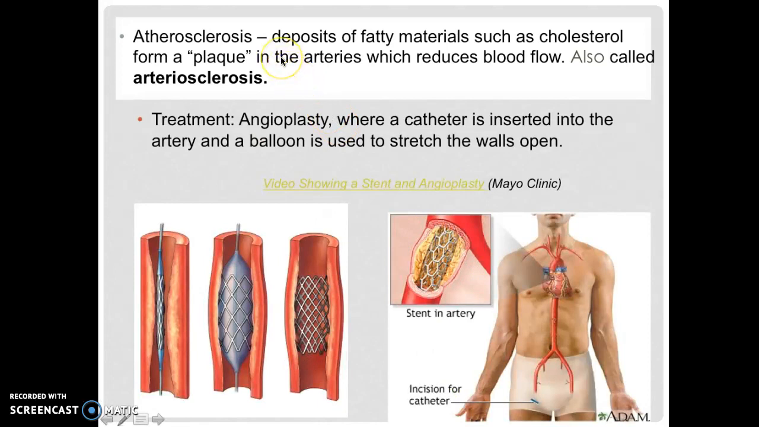So the actual disease itself is called atherosclerosis. Deposits of fatty material such as cholesterol form a plaque in the arteries, which reduces blood flow. It also can be called arterial sclerosis. It could be either one.